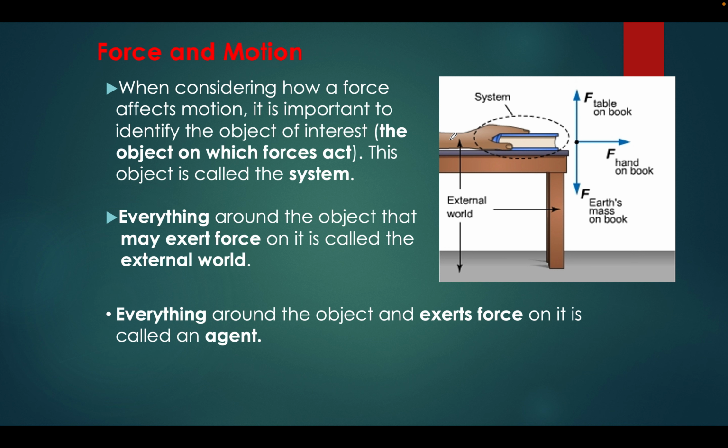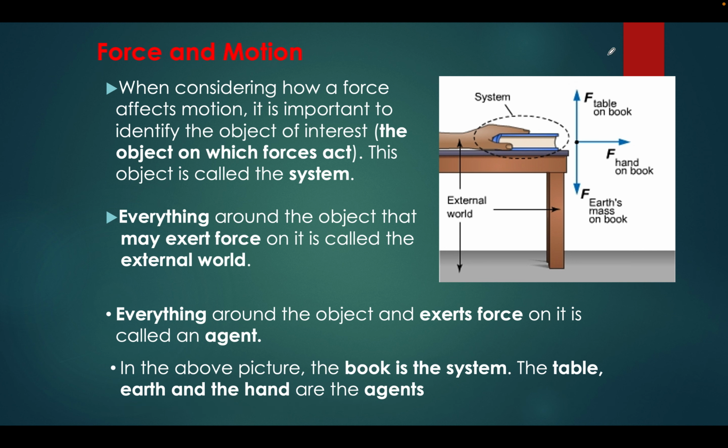And finally, we have an agent, which is the force. Any force is an agent. So pushing force, the normal force, the gravity force. These are called agents. This is how you know the difference between a system, external world, and an agent. You can see that the book is the system. The table, the earth, the hands, all of these things are causing a force, so we can call them agents in this case.